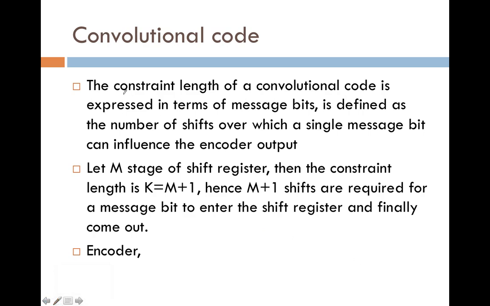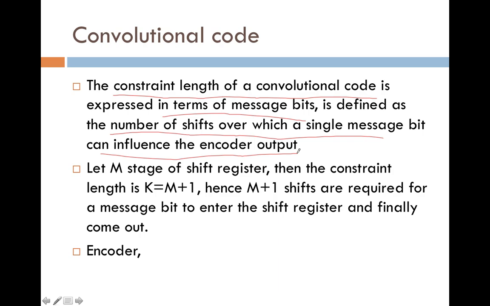With respect to the convolutional encoder, we need to know the constraint length. The constraint length of a convolutional code, expressed in terms of message bits, is defined as the number of shifts over which a single message bit can influence the encoder output. So serially input bits come in, and when each enters the shift registers, it makes some changes. The constraint length is mainly used to make the shift register contents zero. So constraint length purely depends upon the number of shift registers.